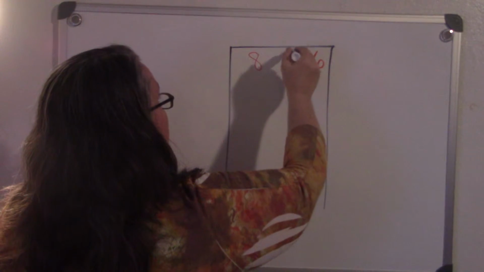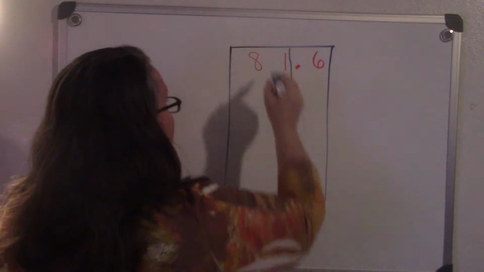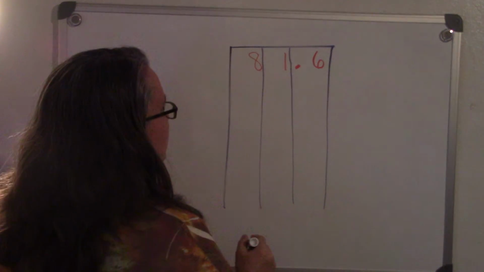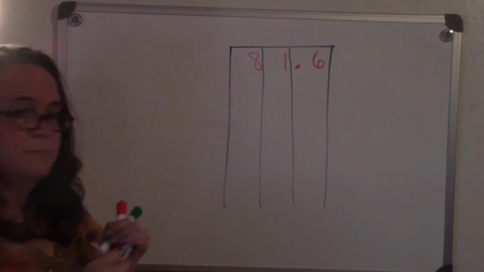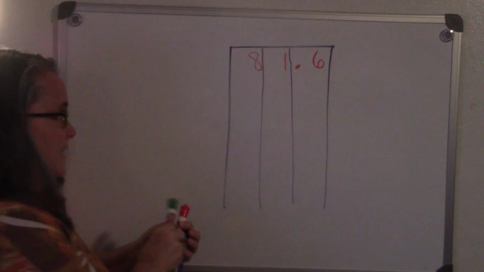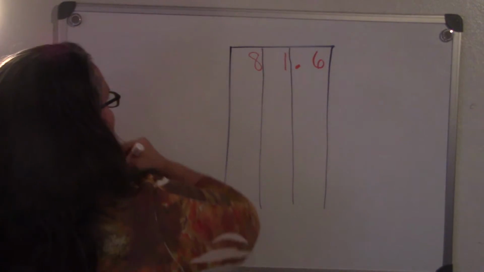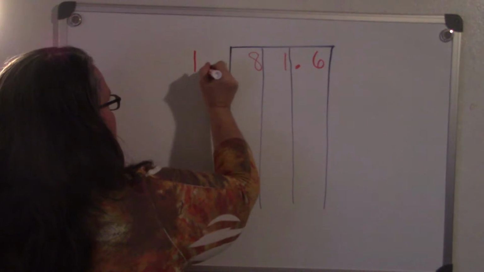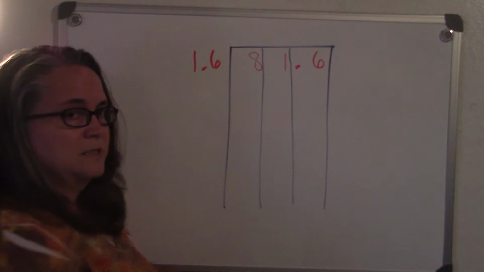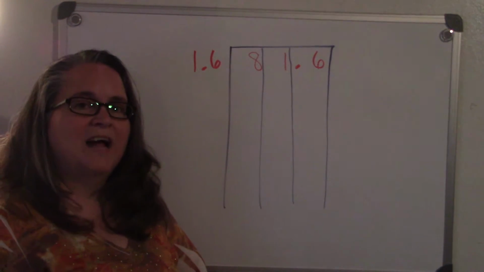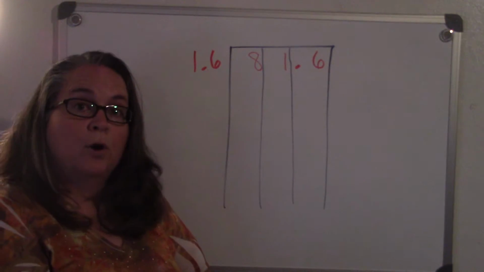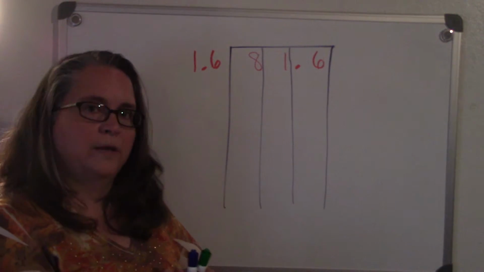Remember, my lines are as close to the inside of the number as possible. So I'm going to divide this by 1.6. So I'm going to put 1.6 right here, you guys. Now remember, when it comes to division, we cannot divide by a decimal. We can't divide by part of a number. We need the whole number.